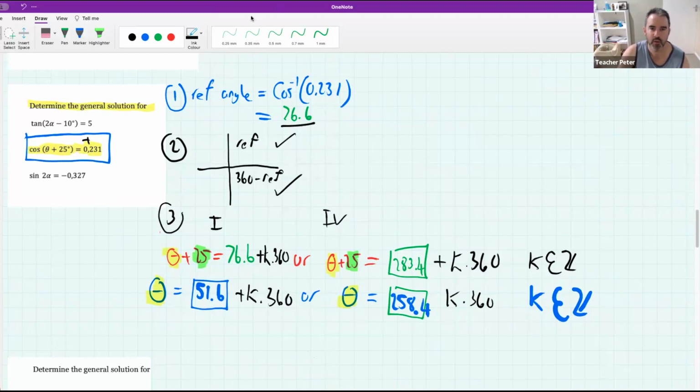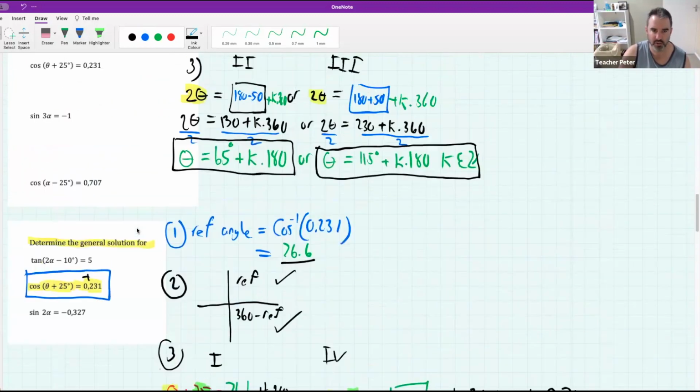Anyone? Any ideas? Really, I'm going to come to you and I'm going to ask you to unmute. Can you, what do you think? Hey, it's because theta wasn't multiplied by anything, it was just added by 25. Yep. It's exactly that. There was no number next to the theta. So we couldn't divide it. The opposite of adding 25 is taking 25 away.